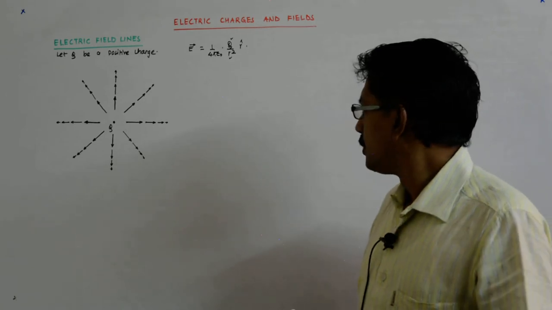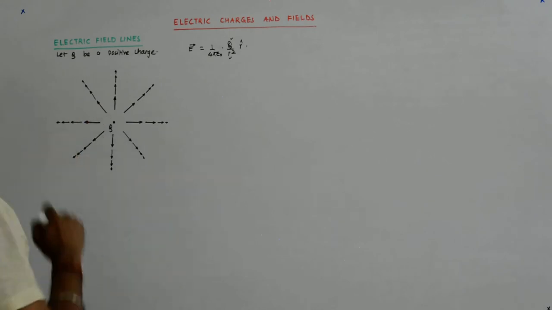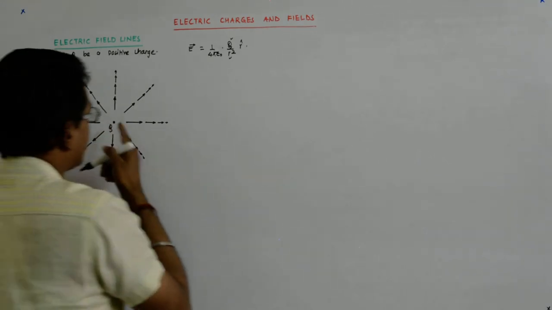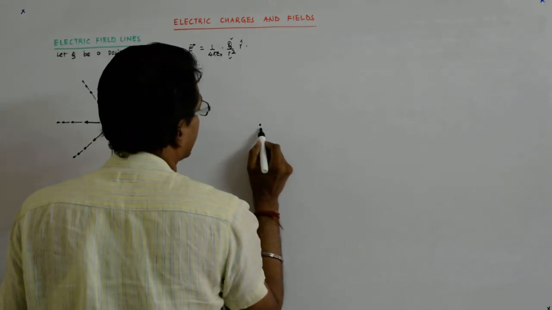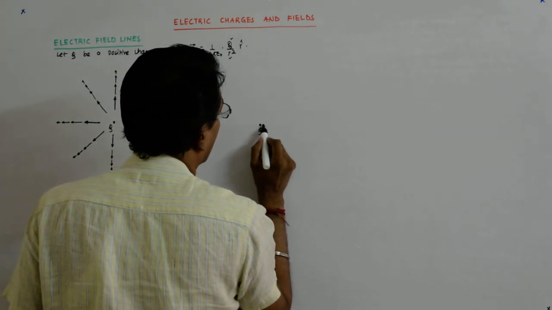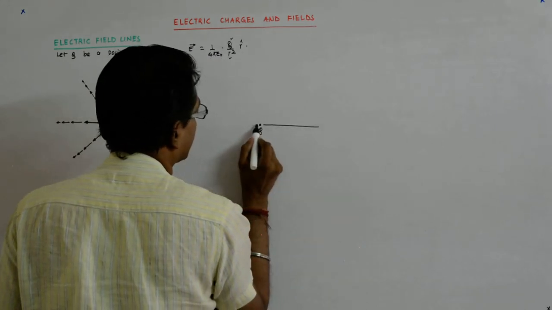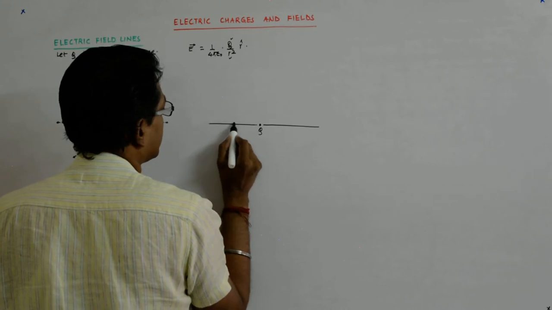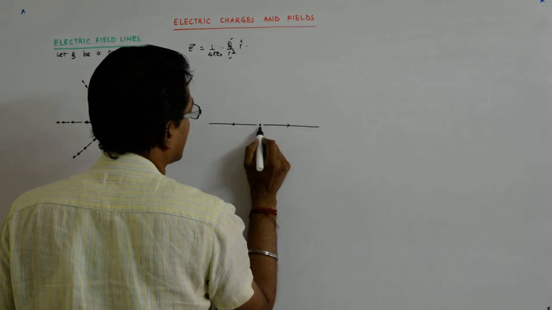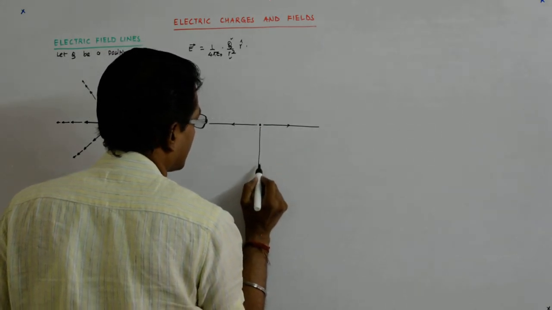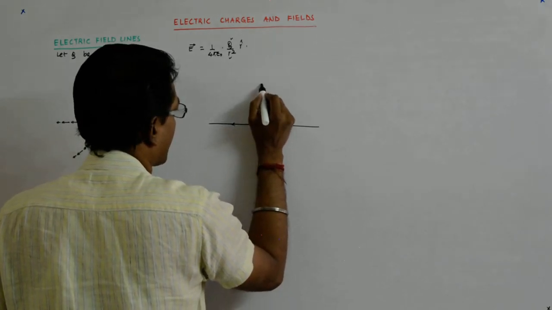Okay. So what was thought of is this. What happens if instead of drawing like this, I connect these vectors and draw a straight line? And do not draw the vectors.